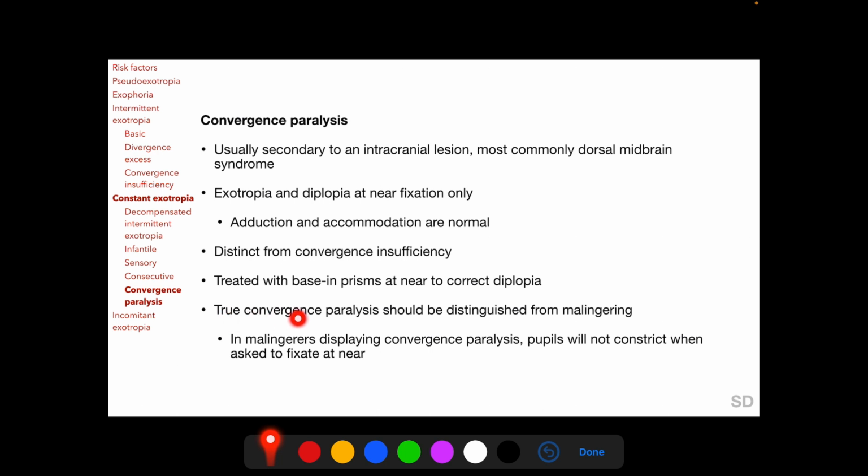But true convergence paralysis should be distinguished from malingerers displaying convergence paralysis. In malingerers, their pupils will not constrict when they are asked to fixate at near, because they will not give an effort to induce the near reflex.